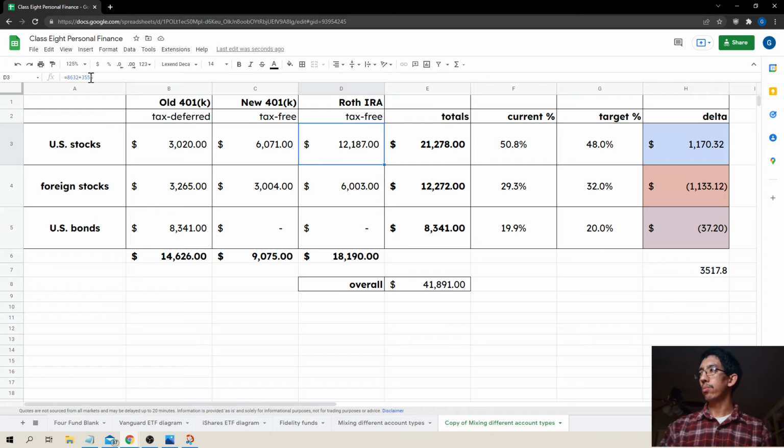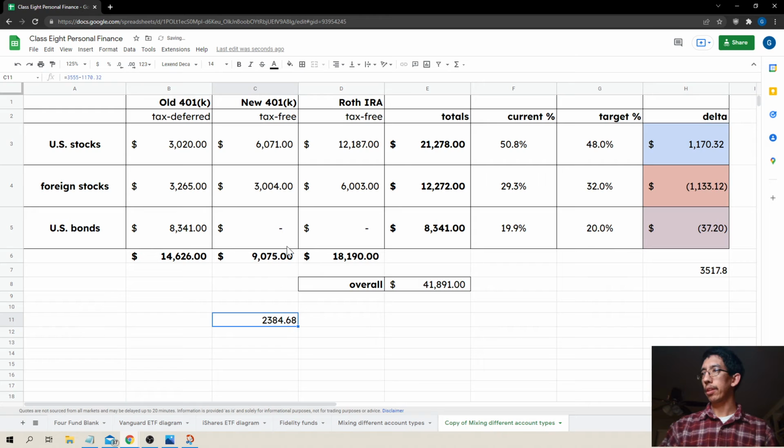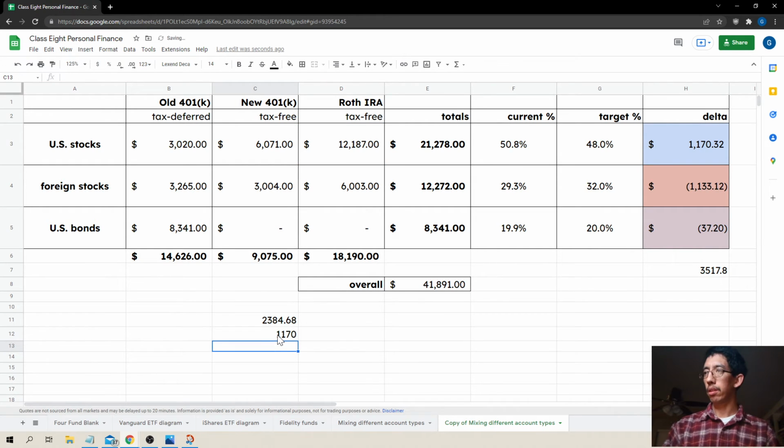3,555 minus 1,170.32. I'm going to reduce that amount. I think I got overzealous. But see, that's sometimes what you got to do when you're dealing with these spreadsheets. So I'm just going to calculate that out here. 3,555 minus 1,170.32, which is 2,384.68. So let me scratch this out here, 1,170 point, whoa, no, 0.32.